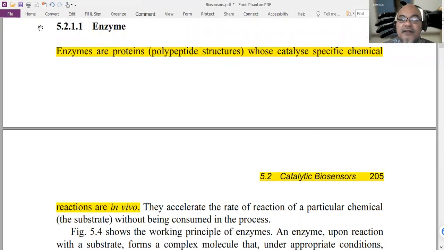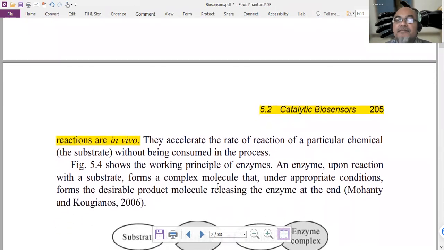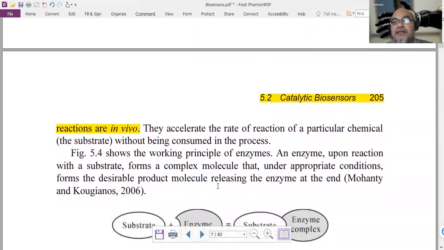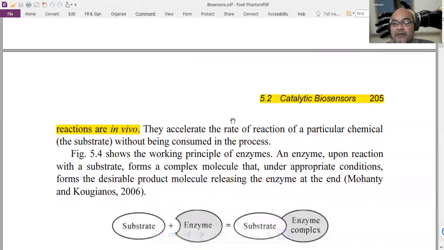So that is why in an enzyme-based biosensor, usually they can be used reversibly, so they can work all the time. This is in contrast with antibody. The moment an antibody binds to the analyte, its antigen, it's not easy to separate them. Then usually that biosensor has to be disposed of.